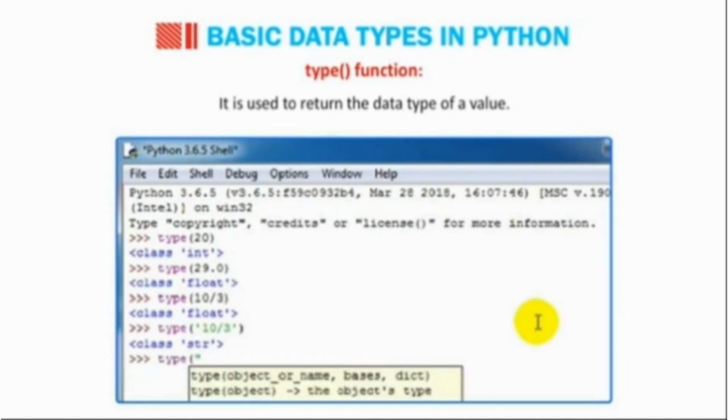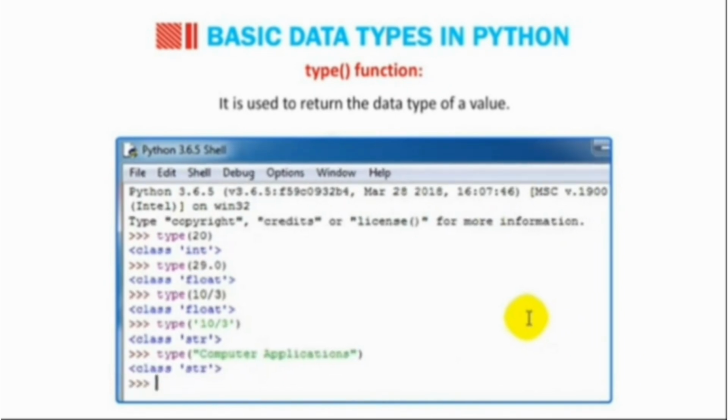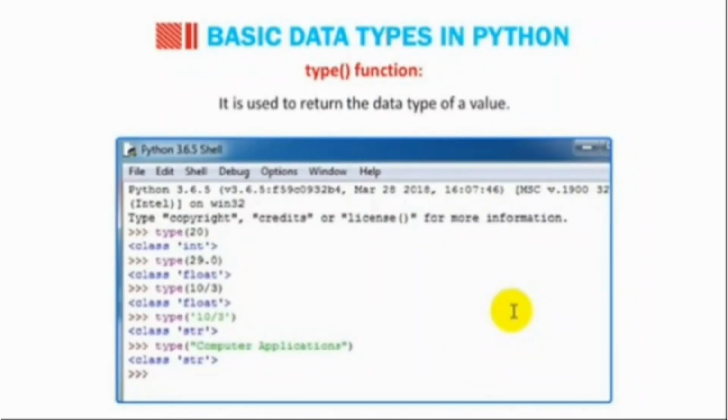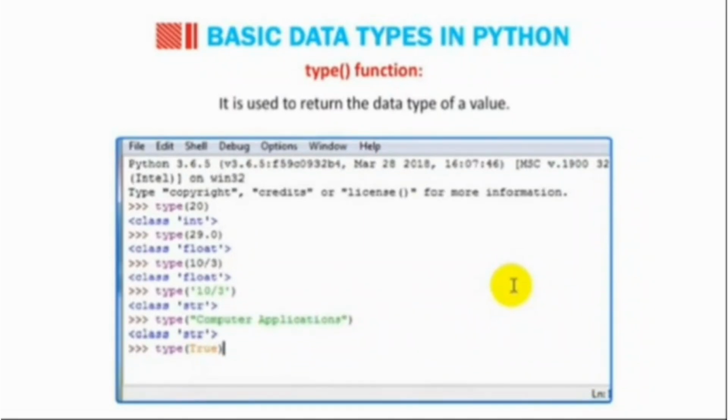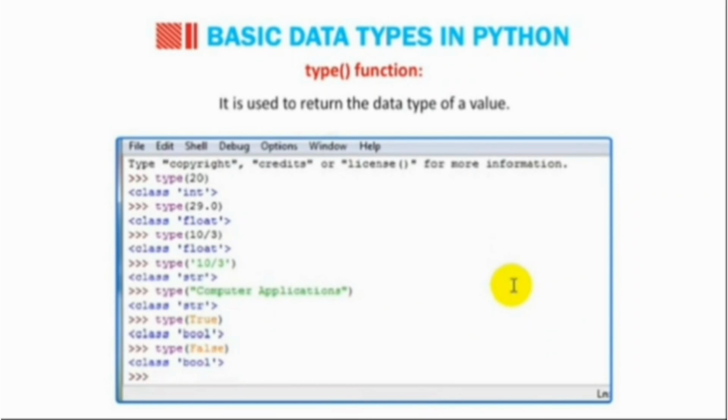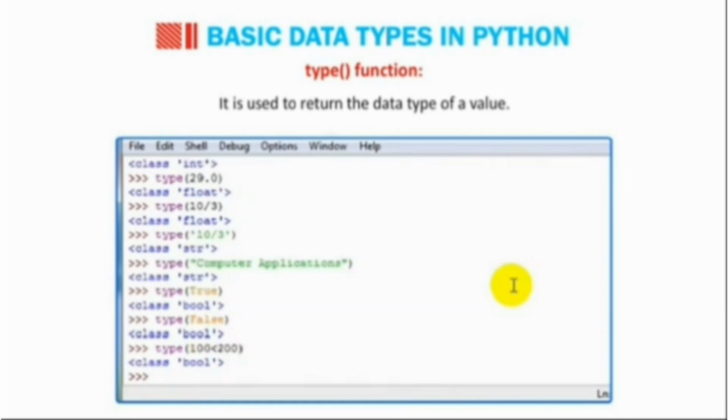type("computer applications") gives class 'str'. type(True) gives class 'bool'. type(False) gives class 'bool'. type(100 < 200) gives class 'bool'.